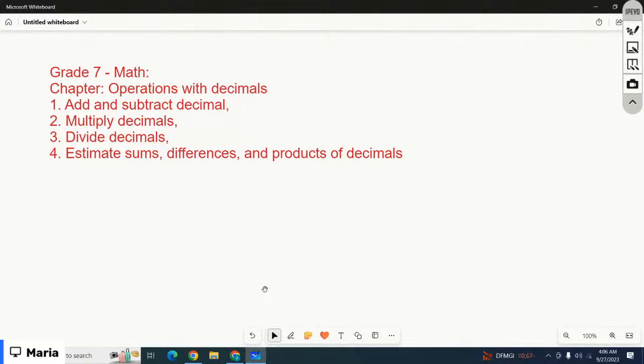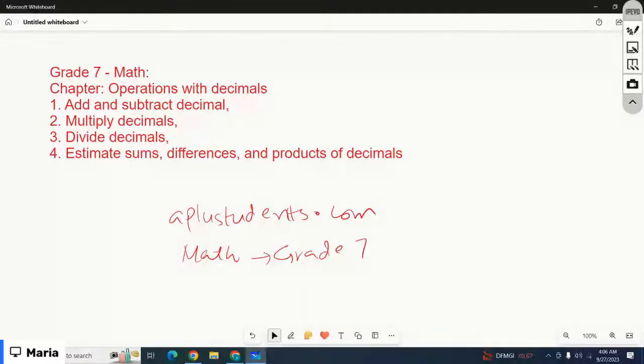You can find all the lessons on aplusstudents.com. You have to log in there using your email address and password as provided by the administrator. Then you have to select math from the subject tab, scroll down to grade 7, and click on view all lessons. There you can find a list of the chapters.